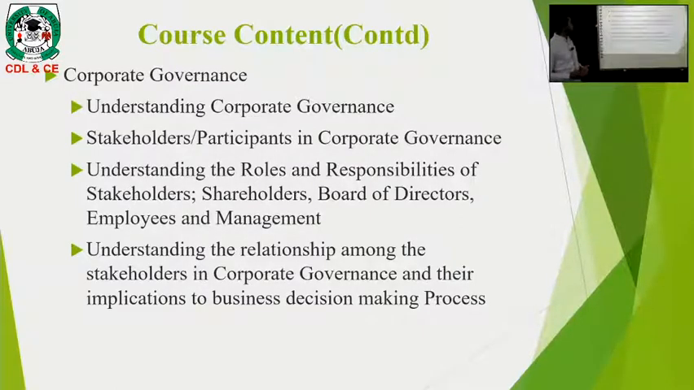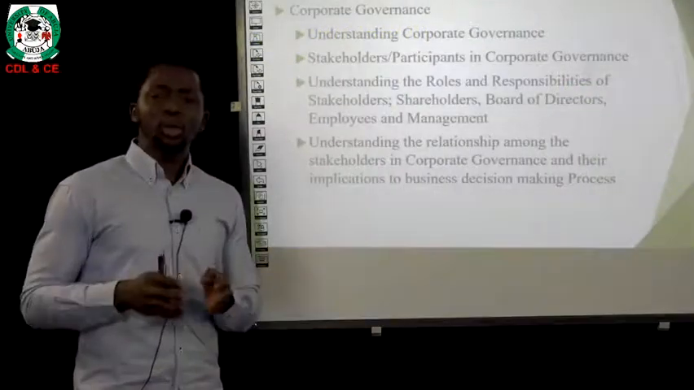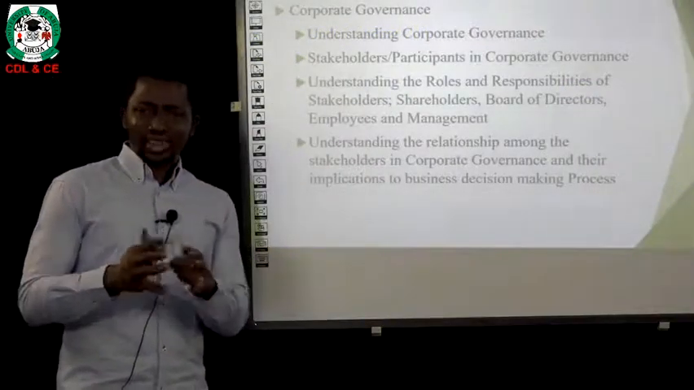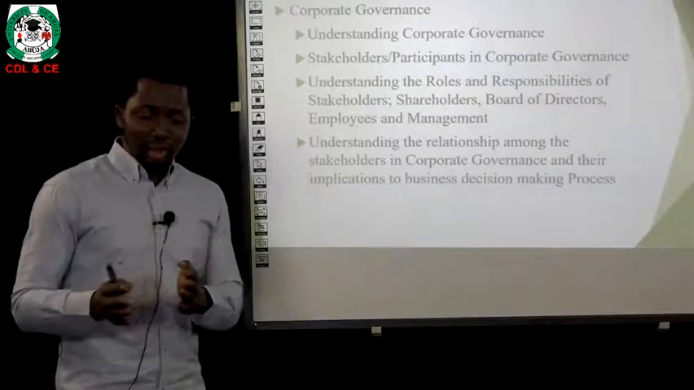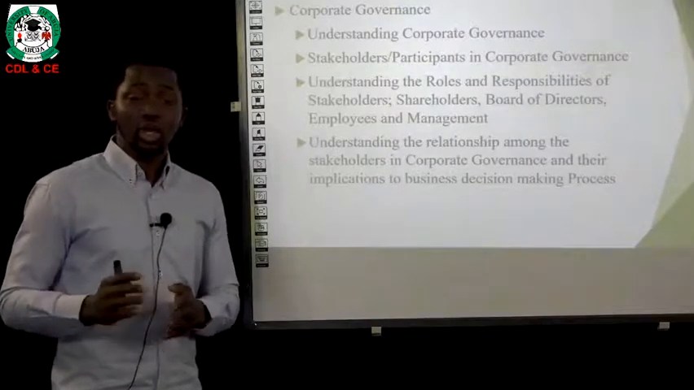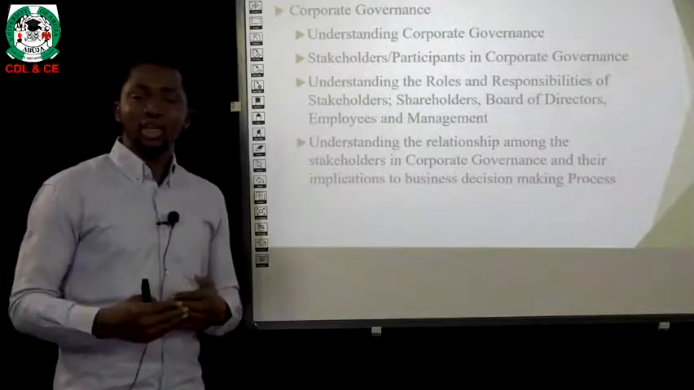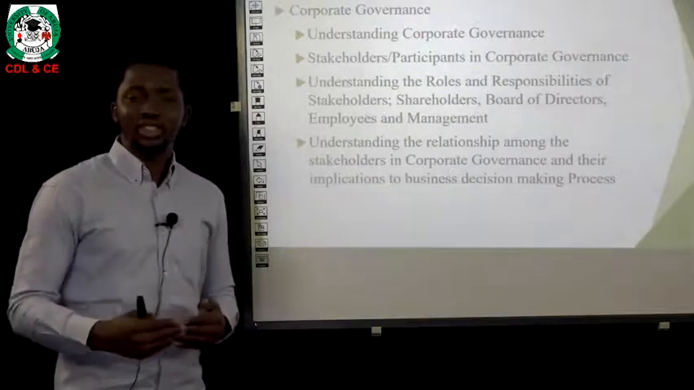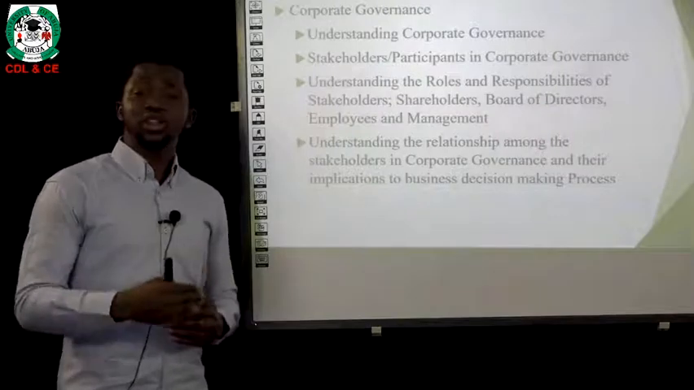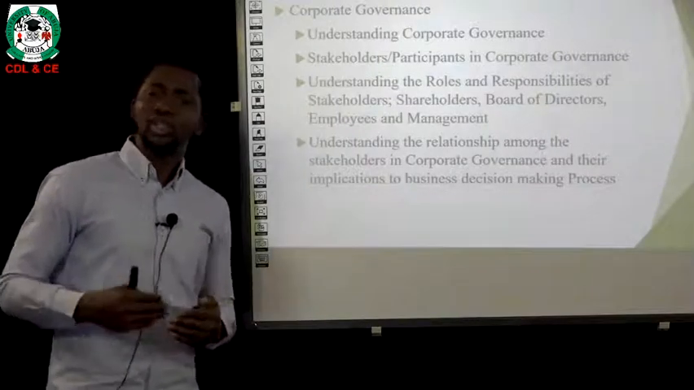Then we are also going to be understanding the roles and responsibilities of these various stakeholders. Of course, there are various stakeholders which I have mentioned just now. This corporate governance topic is going to enable us to understand the differences and the boundaries of their responsibilities. What are the responsibilities of the board of directors? Do they intertwine, or are they different? Are they differentiated from the responsibilities of the shareholders? What of those of the employees and the management?